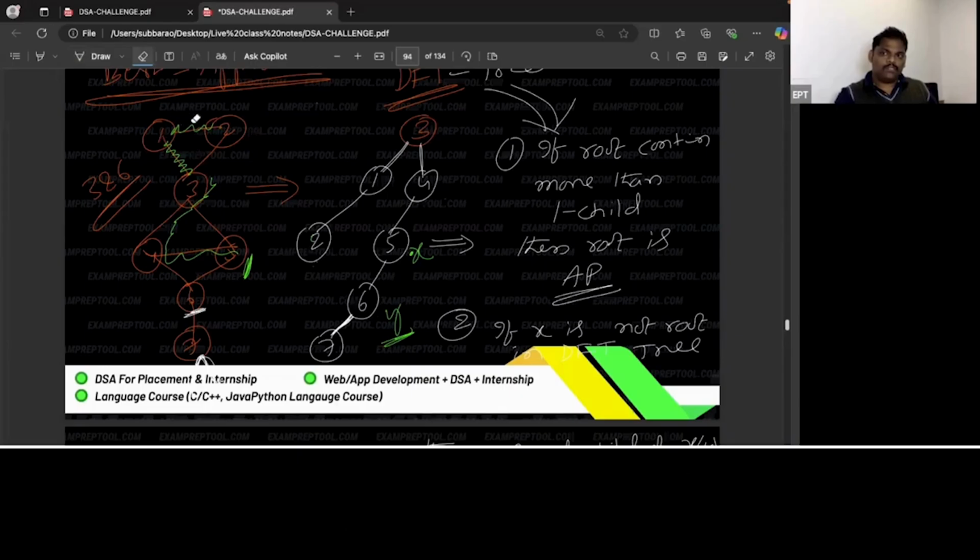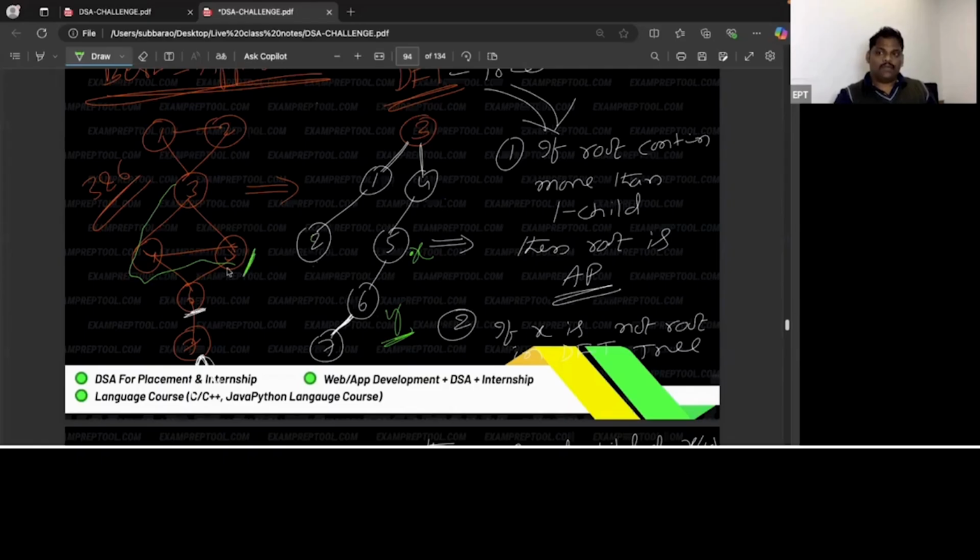Those people who are having a little doubt can see this one time. I am at 5 now. How did you come to 5? See this one: 3, 4, 5. I am at 5 now. Is 5 an articulation point or not? I want to check.